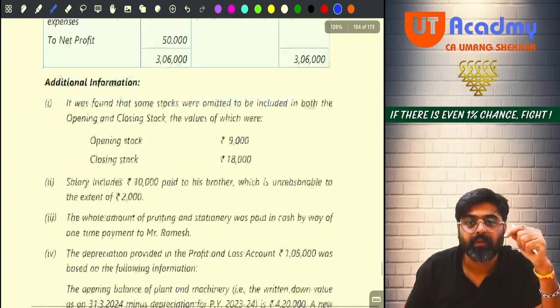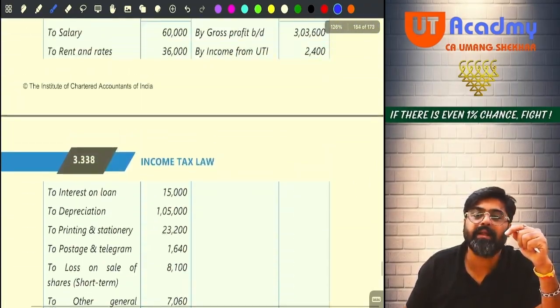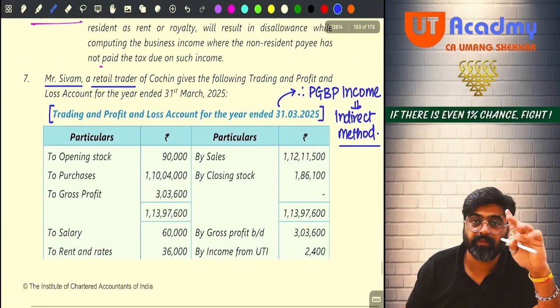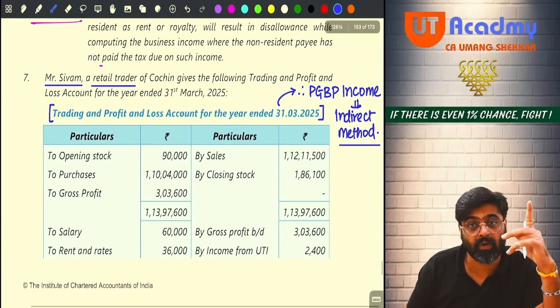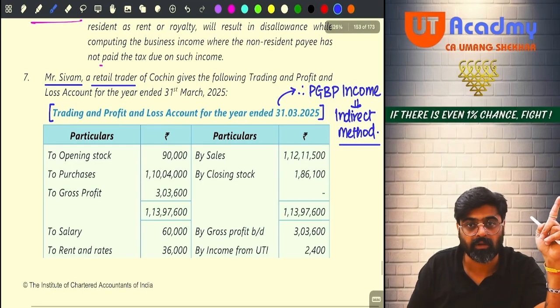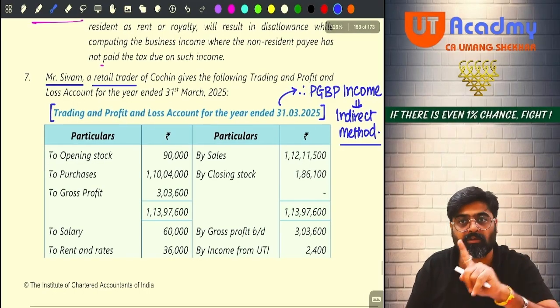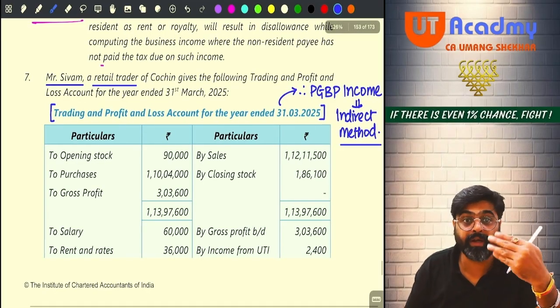Information, and then table. This is the sequence. Please maintain this in all the questions, even in total income and PGBP. Everywhere you are supposed to follow this way of reading the sum.